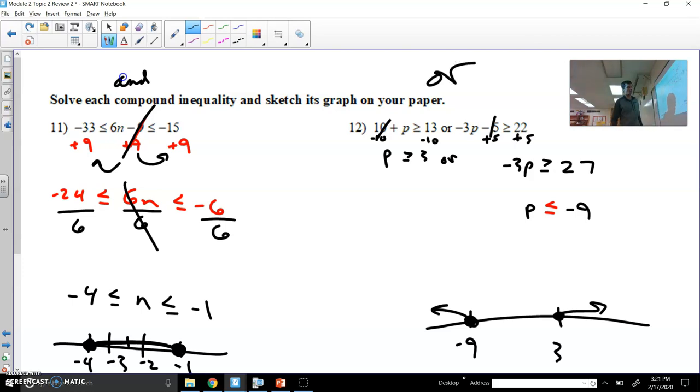Now when we look at number 12, this is the opposite of "and." This is an "or" problem, meaning we're looking for values that solve one or the other. And so, not always, but a lot of times these end up kind of graphing in opposite directions. And so we can kind of see that once we subtracted 10, 13 minus 10 is any value greater than or equal to 3. But when we solve the second one, after you add 5 over, you're dividing by a negative, which again is that rule change. You see that I've put that sign change in a different color. And so any value less than or equal to negative 9 would solve the second one.